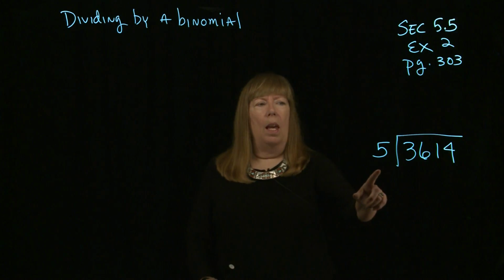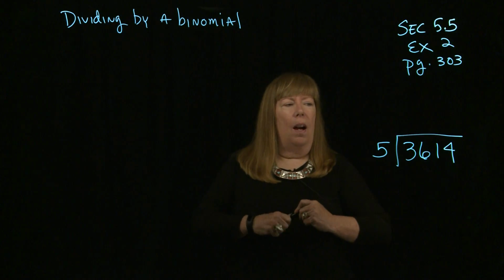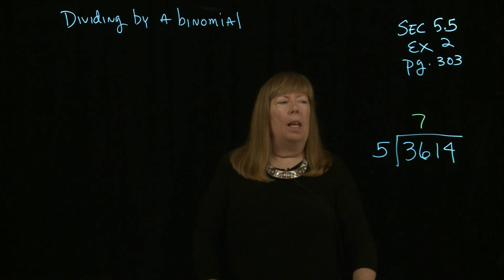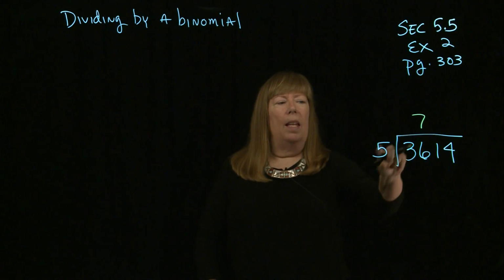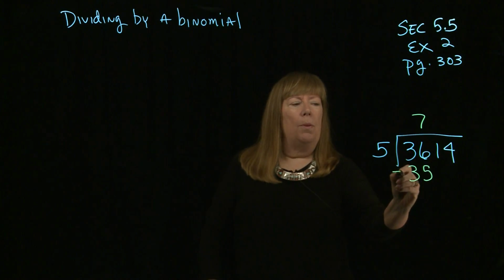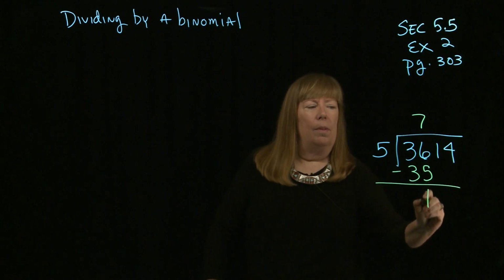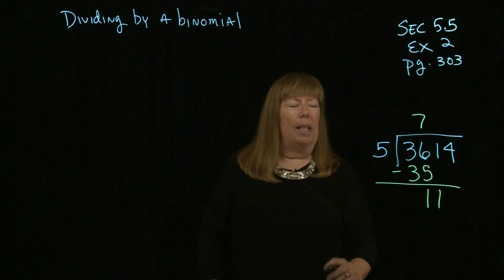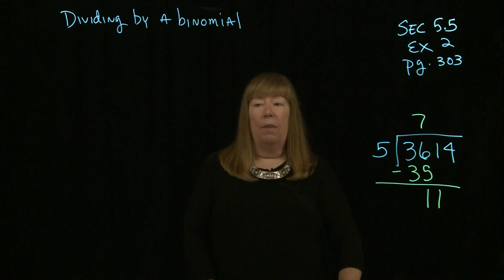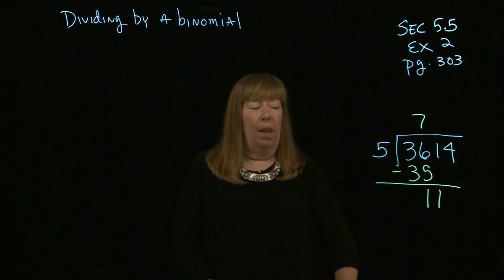Step 1, divide. 5 goes into 36 7 times. Step 2, multiply. 7 times 5 is 35. Step 3, subtract. Step 4, bring down. Are we done? No. 5 is smaller than 11, so we're not done, and we'll start over.